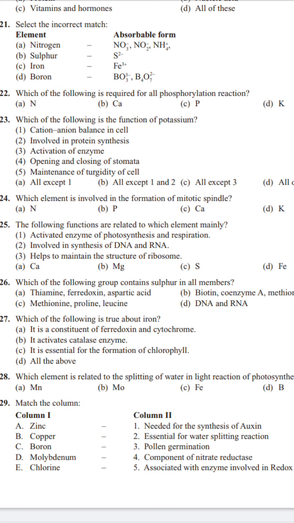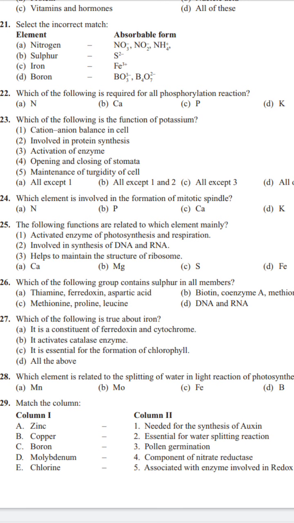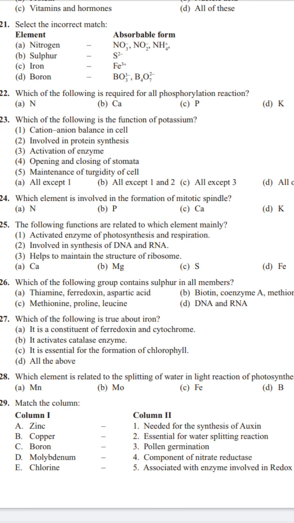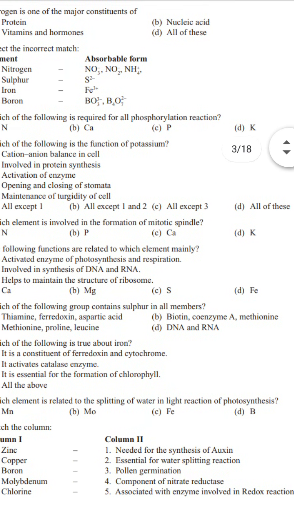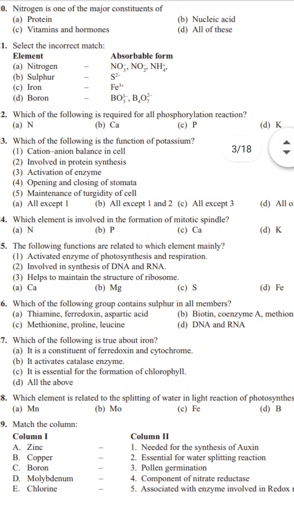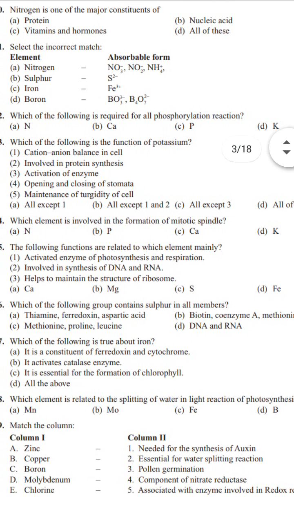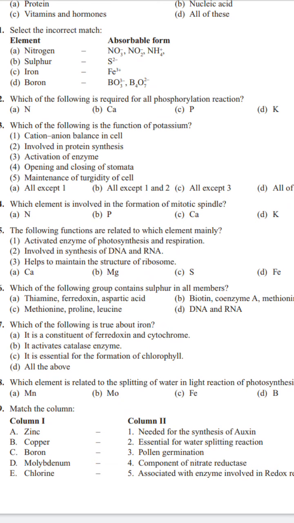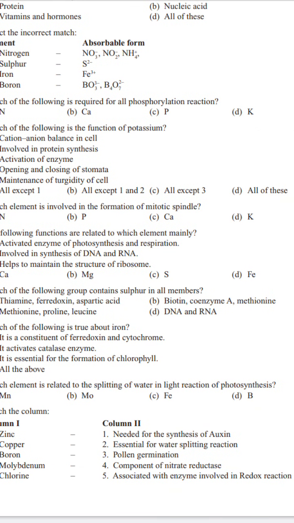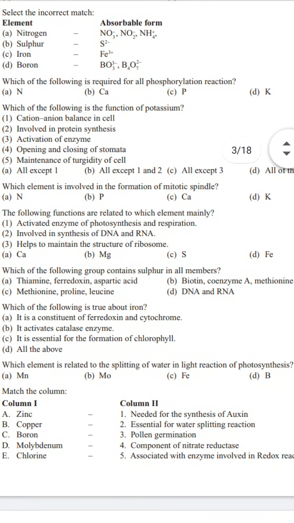Next question. Which of the following groups contains sulfur in the membranes? A. Thymine, ferredoxin and aspartic acid. B. Biotin, coenzyme A and methionine. C. Methionine, proline and leucine. And D. DNA and RNA. So the correct answer for this question is option B, biotin, coenzyme A and methionine.